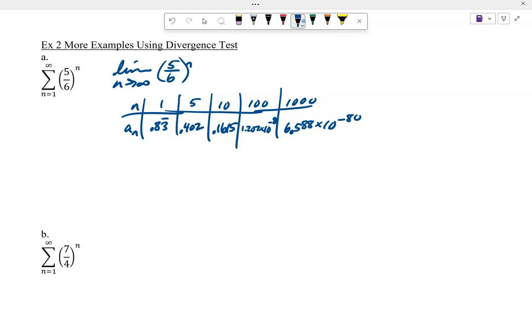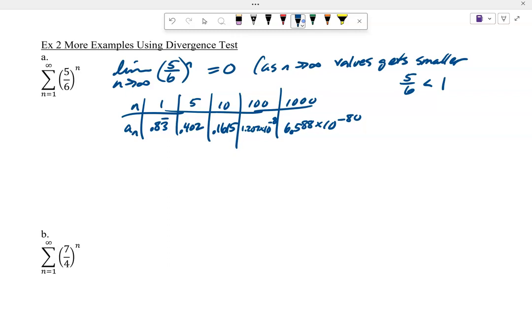So you can conclude that as n gets larger, as n shoots to infinity, this does go to 0, right? And that's because as n goes to infinity, the values get smaller, as you can see from the table. And why is that? Well, because 5/6 is less than 1.